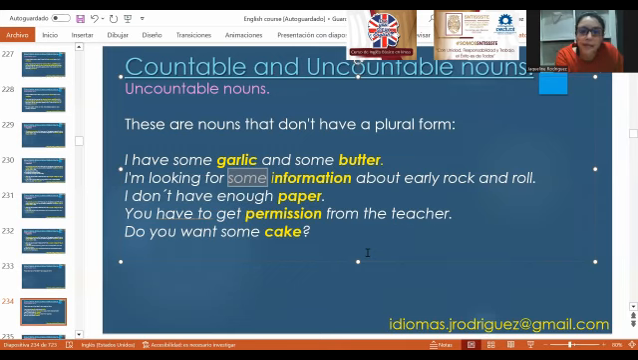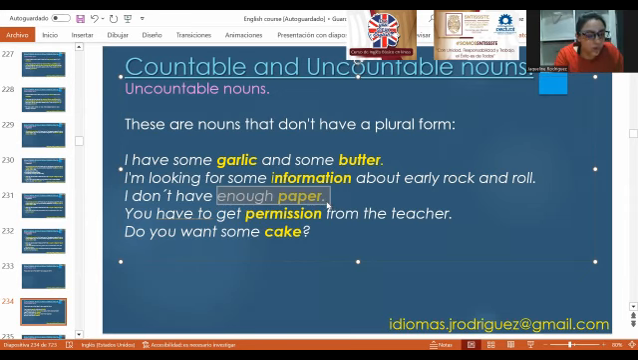Then, I don't have enough paper. I don't have enough paper. No tengo suficiente papel. Suficiente papel, ¿ok? No un papel, no dos papeles, ¿ok? Paper, well, it can be papers, but you need to specify. Puede ser papeles, sí. Pero tienes que especificar a qué te refieres. Si solo estoy diciendo suficiente papel, no puedo decir suficientes papeles, ¿no? No tengo suficientes papeles. No tengo suficiente papel.